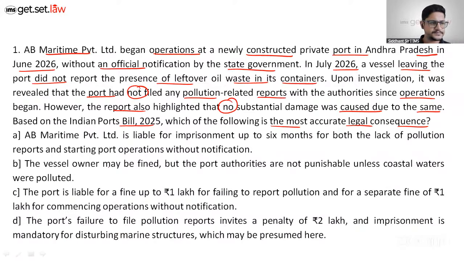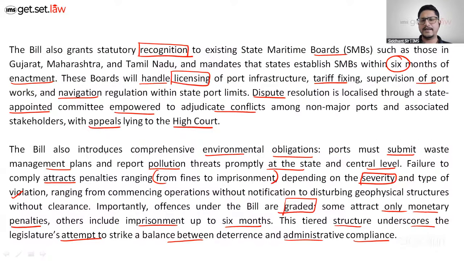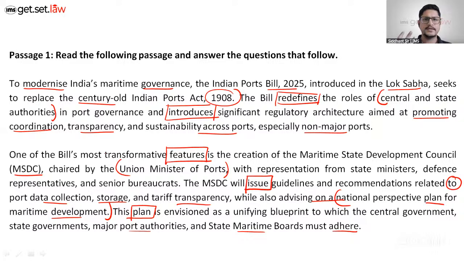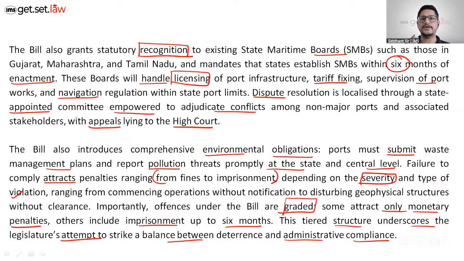So first, Ameya, the overall paragraph is majorly about the introduction of the new bill. Earlier, the bill was already there in 1908, but it has been reintroduced in the year 2025. They have redefined the structure of the central and the state authorities. They've even introduced a new council chaired by the union minister, and the council has issued certain guidelines and recommendations. The bill has also pushed the recognition of the state boards and their responsibilities. They'll handle port tariff fixing and all sorts of things. And they've also introduced an environmental obligation, that the ports should submit their reports. And if anything does not happen, then penalties will be there and will range from fine to imprisonment. Okay, Ameya, that is what it is about.